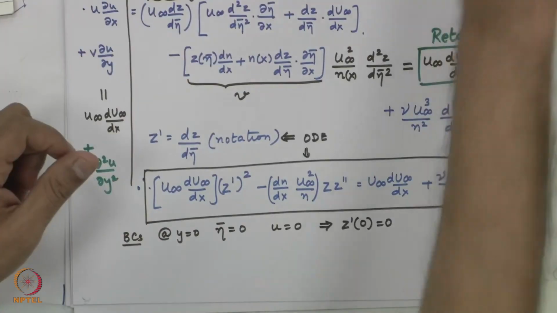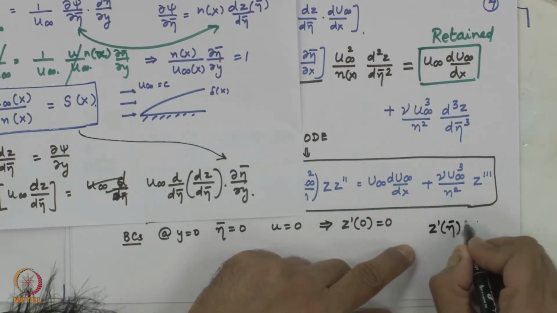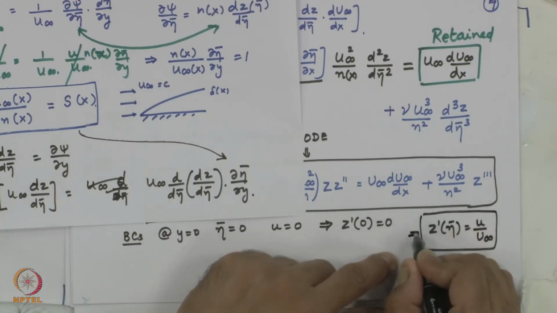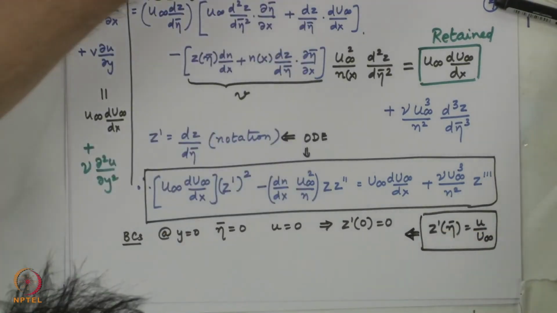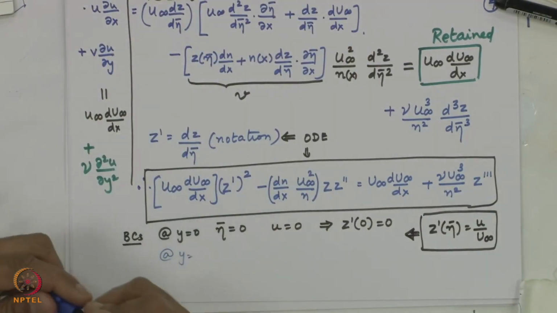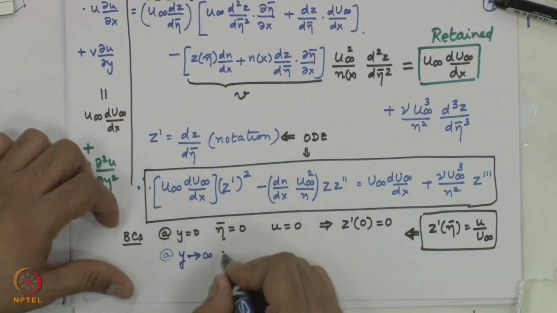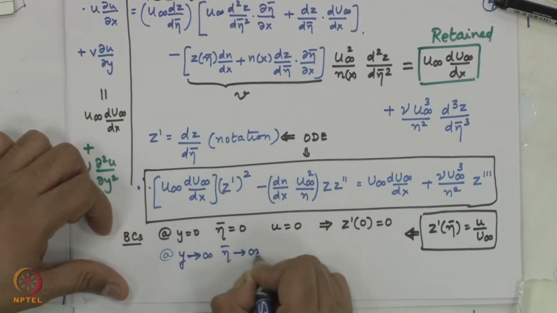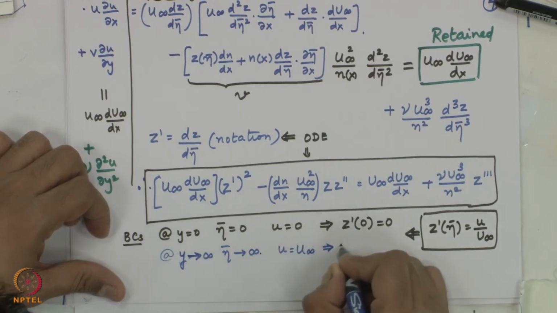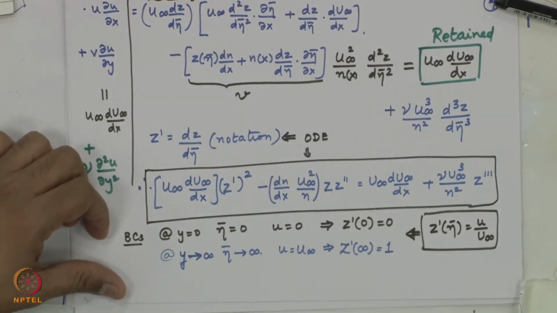Okay. Please remember my definition of z prime of eta bar is u by u infinity. Keep this in mind. This is what is feeding into this. Then I have at y equal to infinity, or y tending to infinity, that is eta bar tending to infinity, u is equal to u infinity, or if I want to write, z prime of infinity is equal to 1.